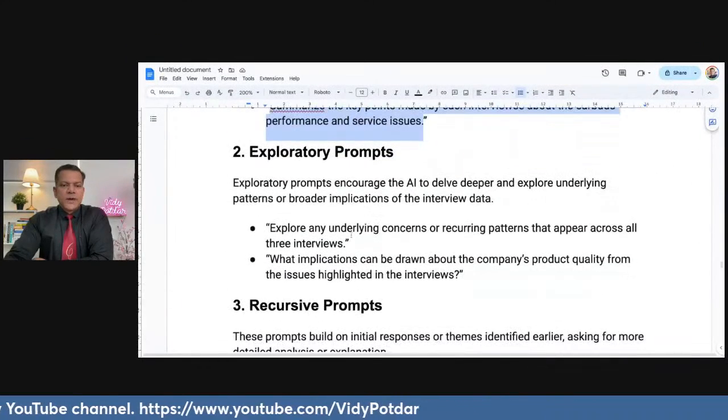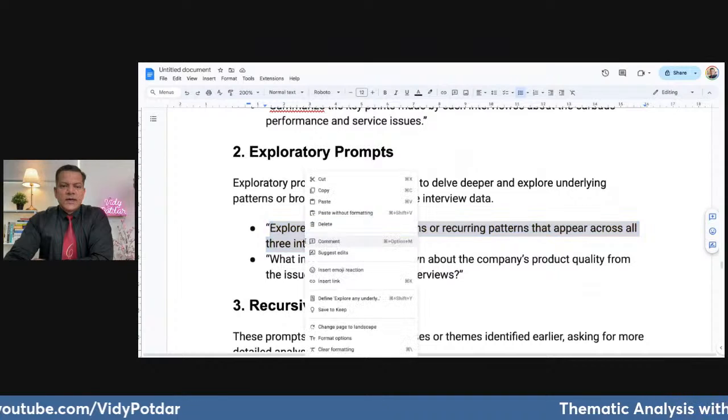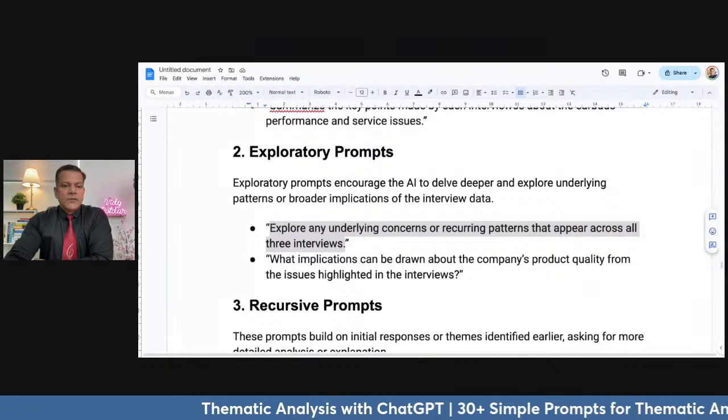Next, look at the exploratory prompts. Explore any underlying concerns or recurring patterns that appear across all 3 interviews. So we are now comparing 3 interviews.